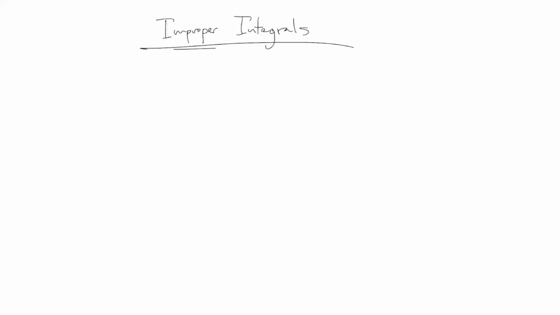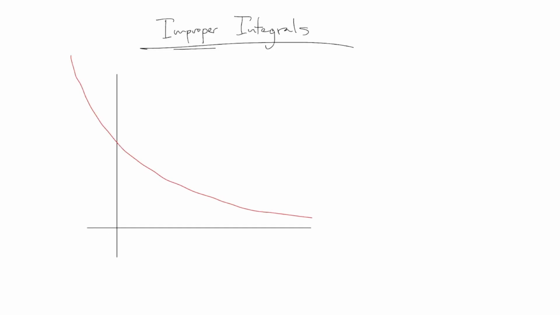Yeah, improper integrals. Remember, this is about doing the integral all the way out to infinity. I was talking about this at the very end last time, so I'll refresh your memory a little. This specific example is f of x equals 2 to the negative x, or you could write it as 1 over 2 to the x. It has that kind of shape to it.